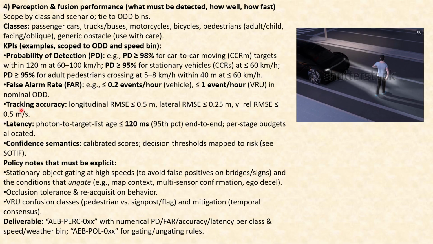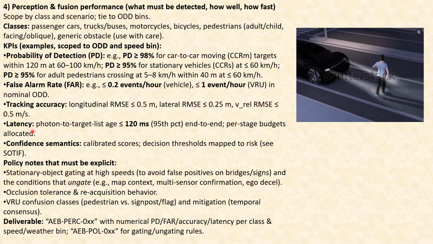All right, and tracking accuracy. When it comes to tracking accuracy, longitudinal RMSE should be less than or equal to 0.5, and lateral RMSE should be less than or equal to 0.25 meters, and relative velocity RMSE should be 0.5 meter per second.